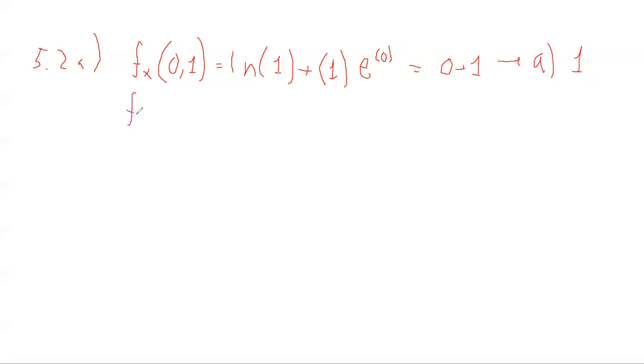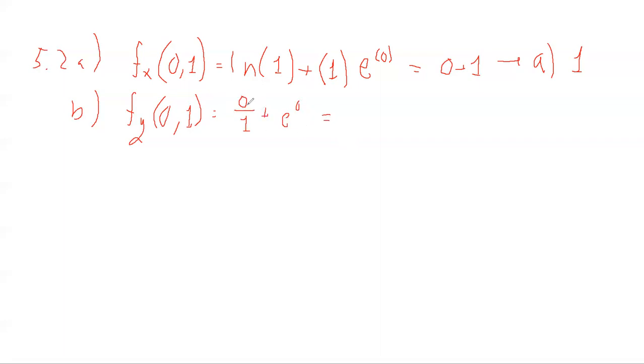Now for B, it's the same thing, but now you're doing it for the y value, for f of y. So f of y, still using the same points, 0 and 1. Our f of y was x over y plus e^x. So remember our x is 0 over y, which is 1, plus e^x, e to the 0 power.